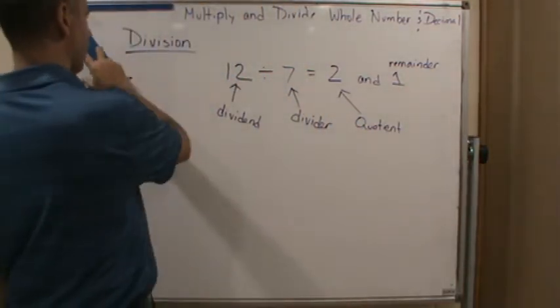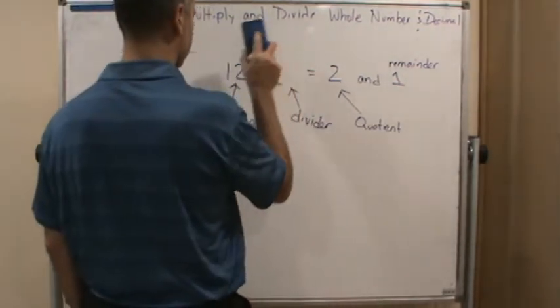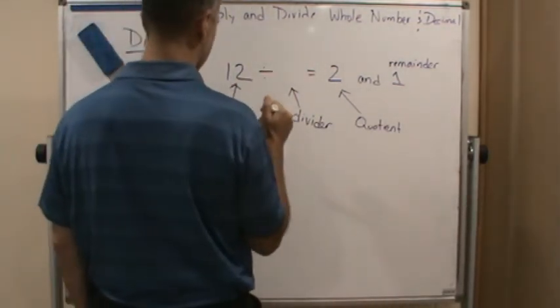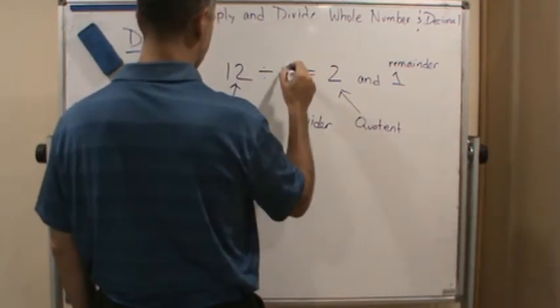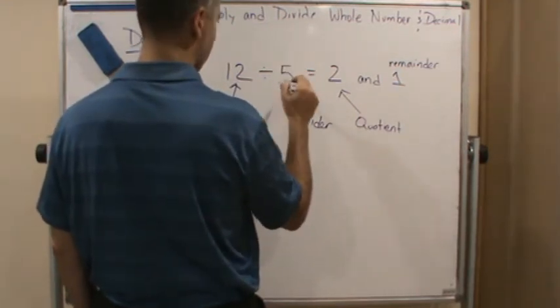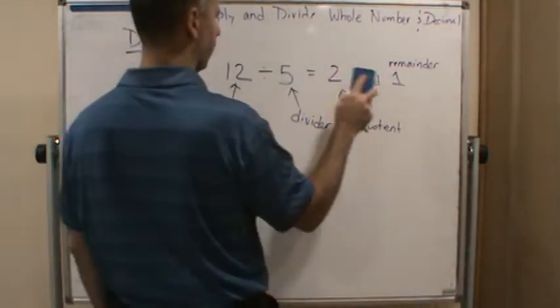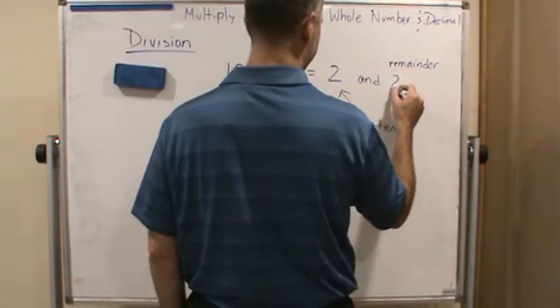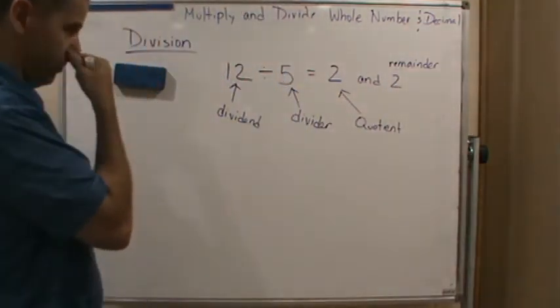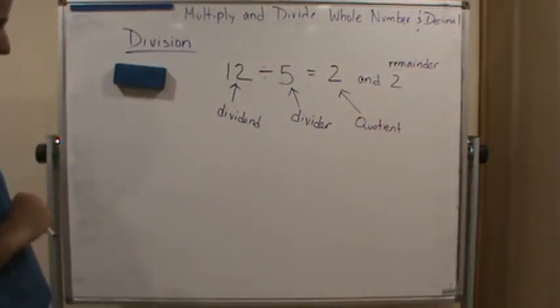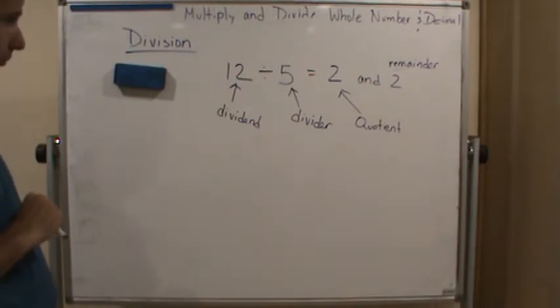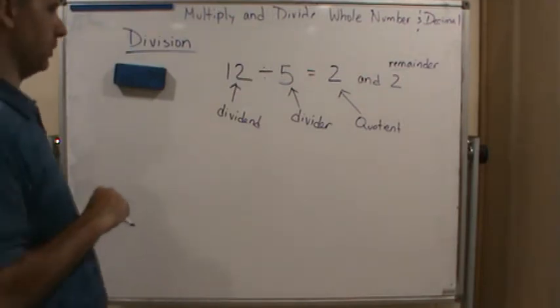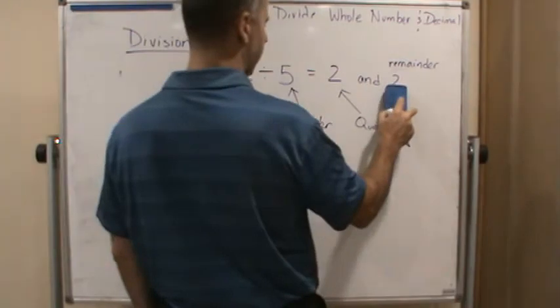Or excuse me, I'm sorry, I went the wrong way. So then the remainder here would be 2. Okay. So we'd have 2 left over. But that is what we mean by division.